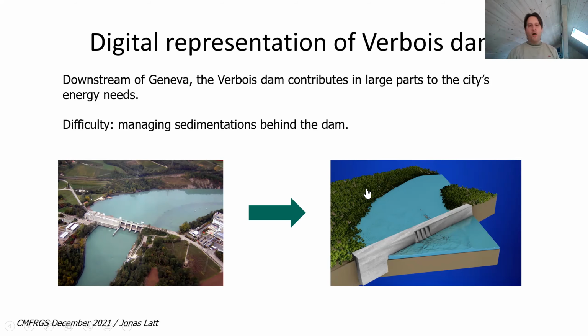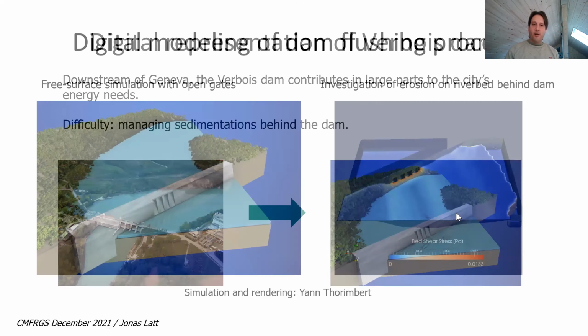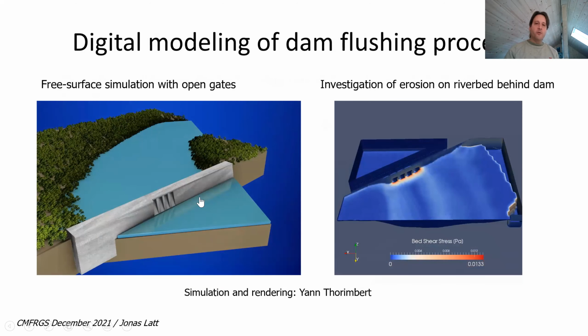So once every 5 years, essentially, there is a river cleansing process in which the gates of the dam are opened to flush the sediments and erode the sediments and flush them somewhere else. That's a political issue afterwards. But there's simulation ongoing to understand better the efficiency of the flushing process.